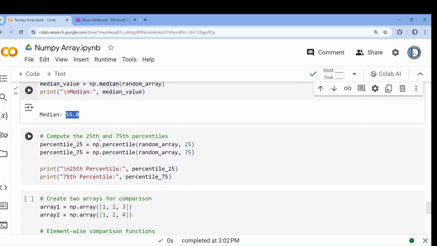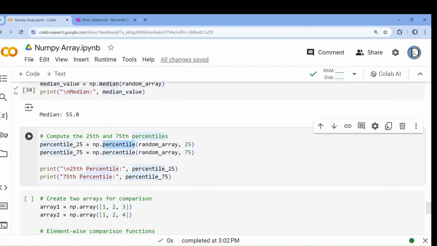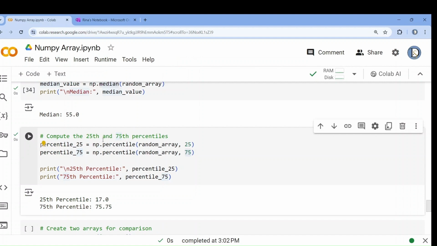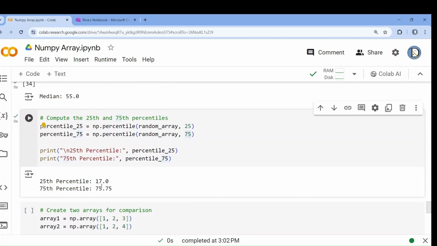Now how can I calculate percentile? If we want to calculate percentile, I have to use this function. And if you want the 25th percentile, 75th percentile, 50th percentile, 100th percentile, just by writing this function, you can get the percentile of the data set. For discovering the outliers, percentile will help you a lot.